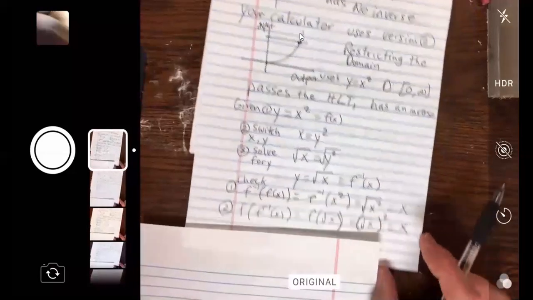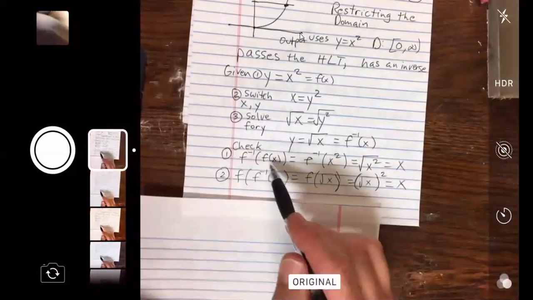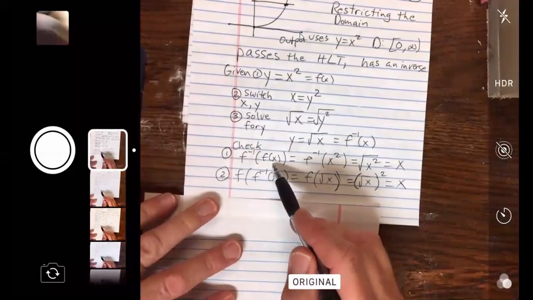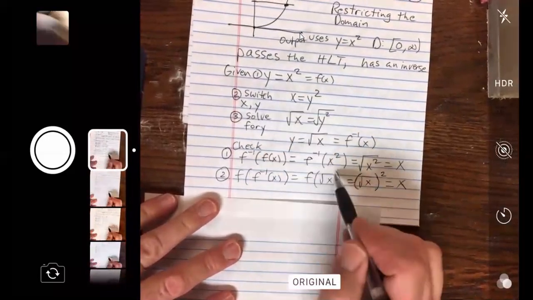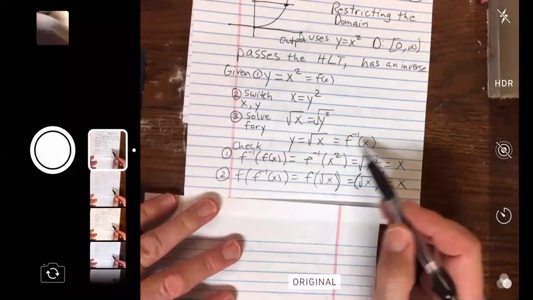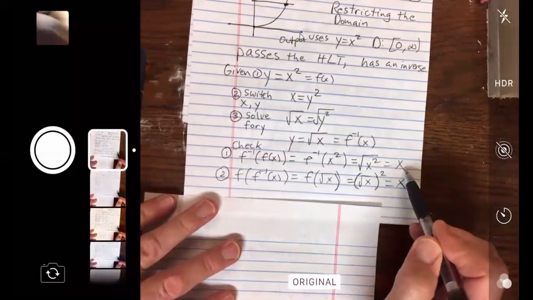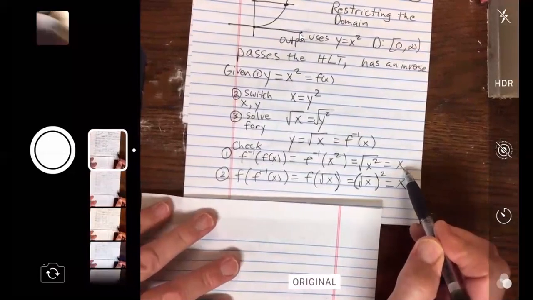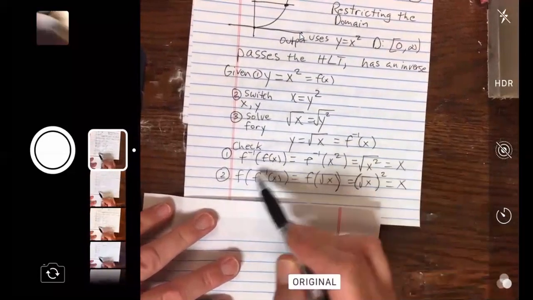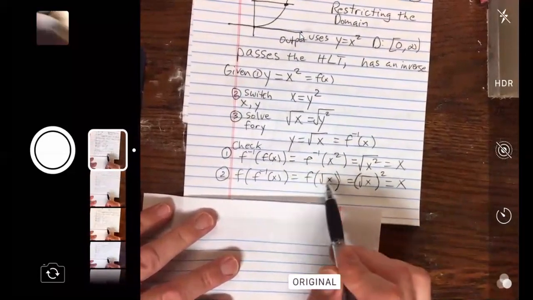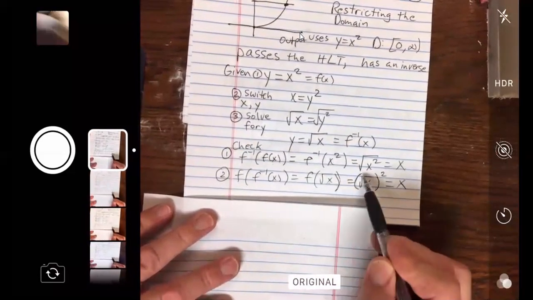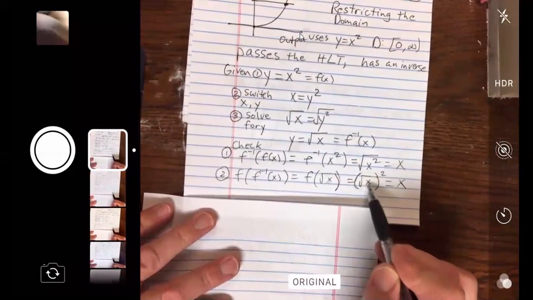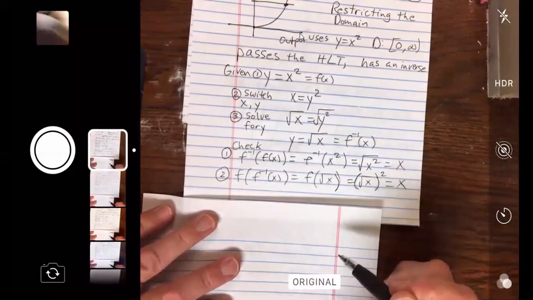I went ahead and plugged in both conditions, f inverse of f. That would be f inverse of the x squared. Your f up here is x squared. That says take your square root of x squared, and sure enough, you get out x. If you do it in reverse order, put the f inverse, the square root of x, inside. Plug that into f, that's the square root of x squared, and sure enough, you get out x.